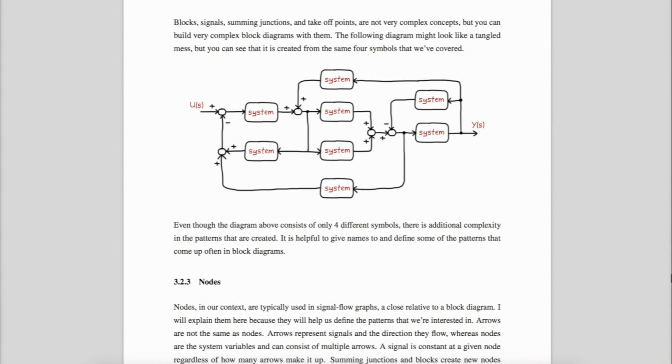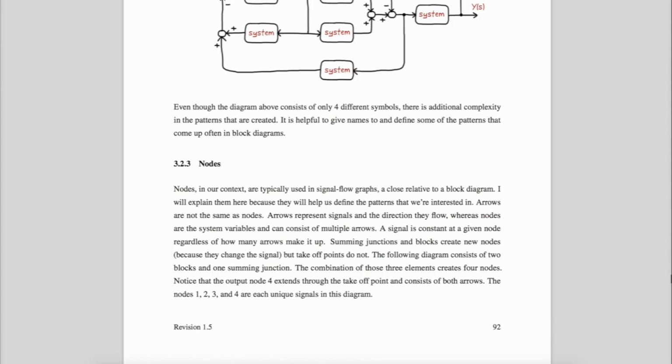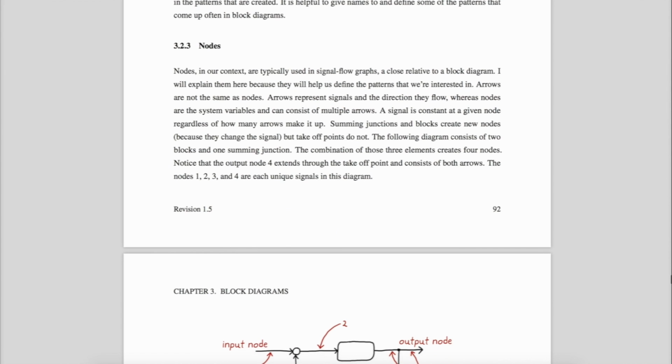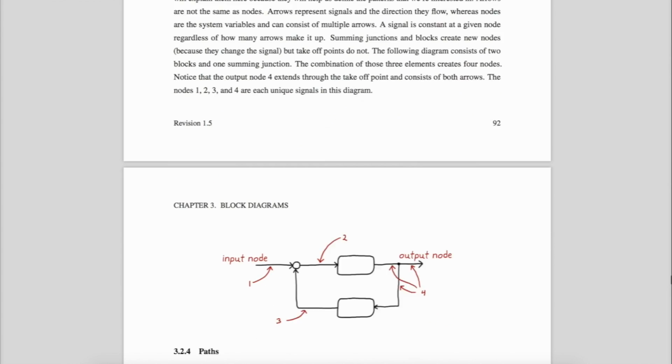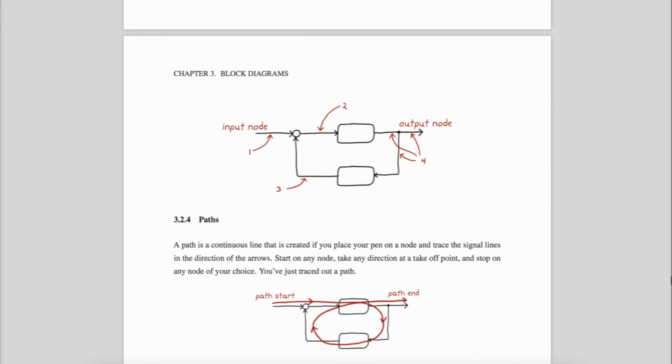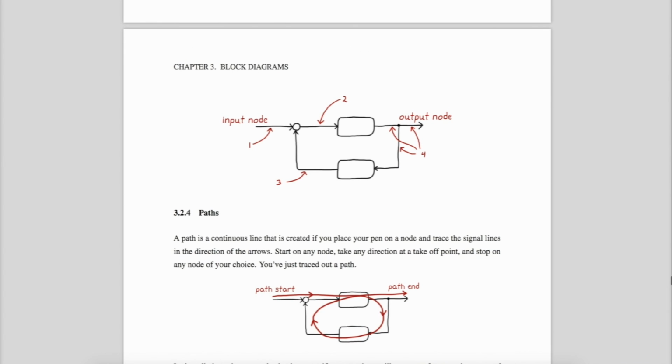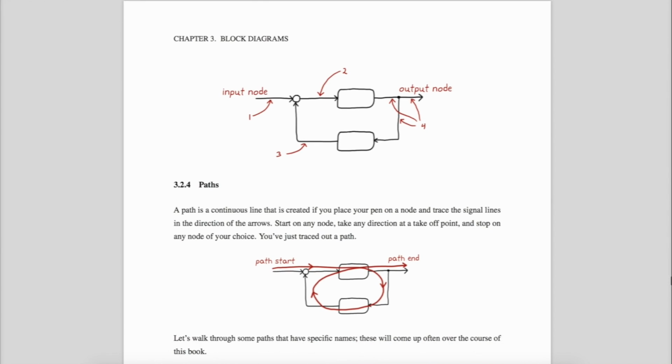By using blocks, arrows, summing junctions, and takeoff points, you can create complex diagrams. So let's move on to describing some of the patterns that emerge with just these four symbols. To describe these patterns, it makes sense to define a node. Arrows are not the same as nodes. A node represents a system variable, which can consist of multiple arrows if it goes through a takeoff point. In this diagram, you can see that there are five arrows, but only four nodes, because both arrows on the right side are the exact same signal.